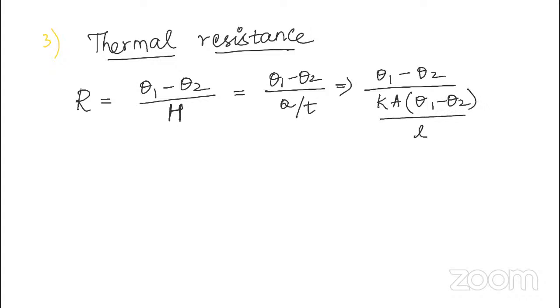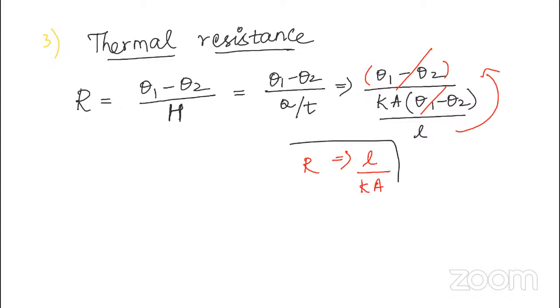Okay. So here common terms should be cancelled, and finally we are getting, this is going above, so L divided by K into A, that is R. So thermal resistance oda values calculate பண்றதுக்கான formula that is L divided by K into A.